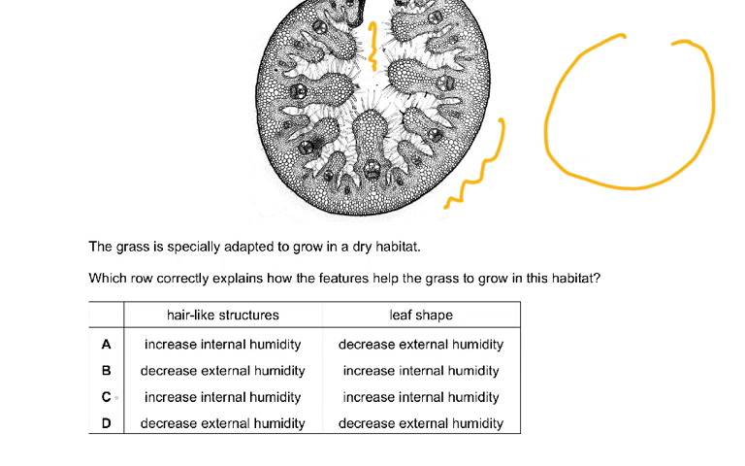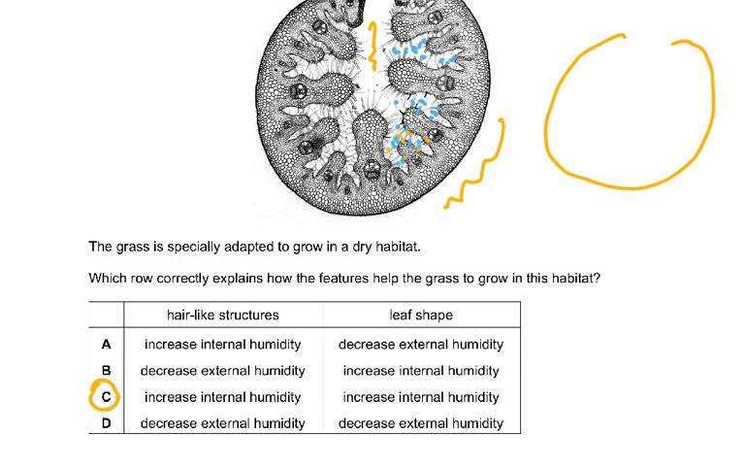Then the answer is C, but why is the answer C? Because you see, the hair-like structures increase the internal humidity, because the water vapors are trapped here. Water vapors cannot leave it, so it increases the internal humidity. They stay in here.